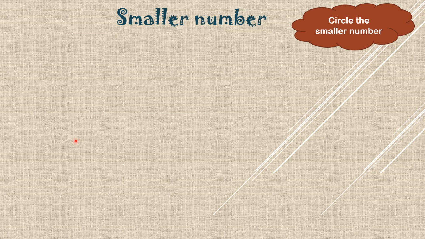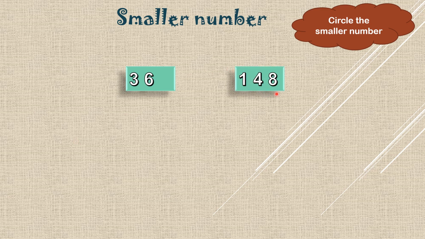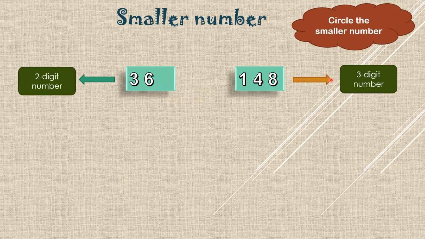Let's see the first example here, 36 and 148. There are two numbers. We have to find out the smaller number among these two. We can clearly see that one is a 2-digit number and the other one is a 3-digit number. More number of digits, greater the number. Less number of digits, smaller the number. So it clearly says that 36 is a 2-digit number, so it is smaller. So we need to circle it.